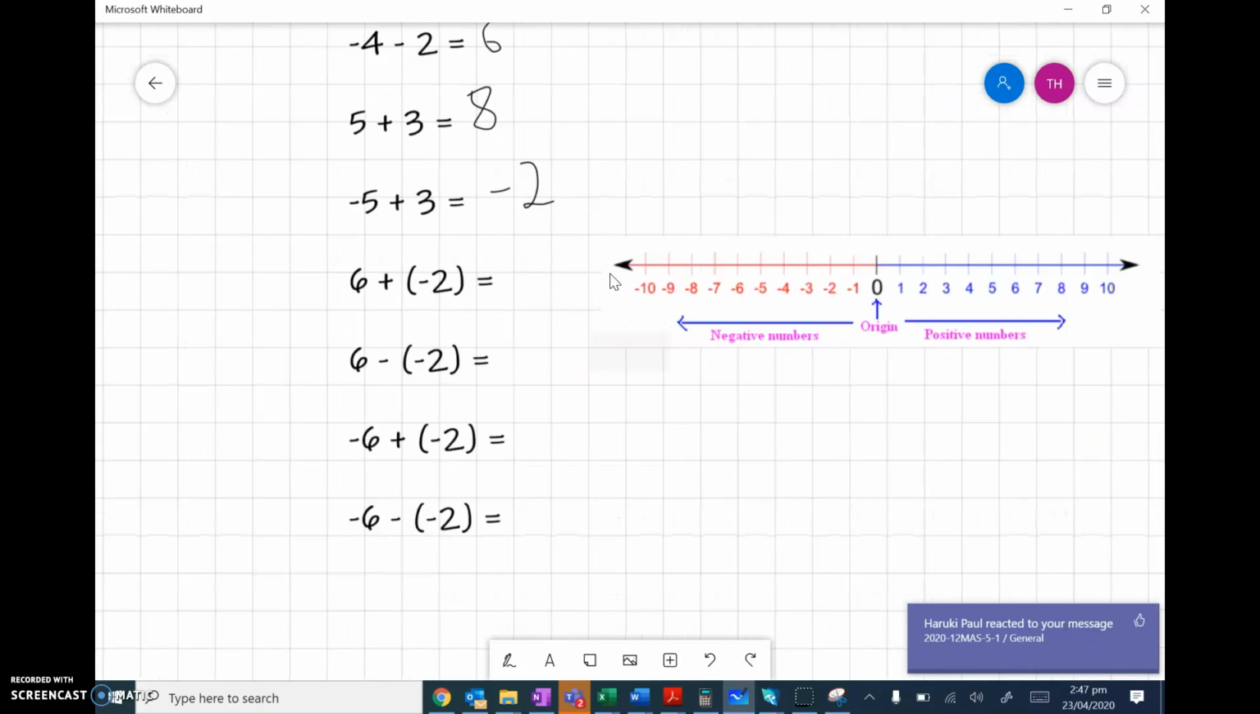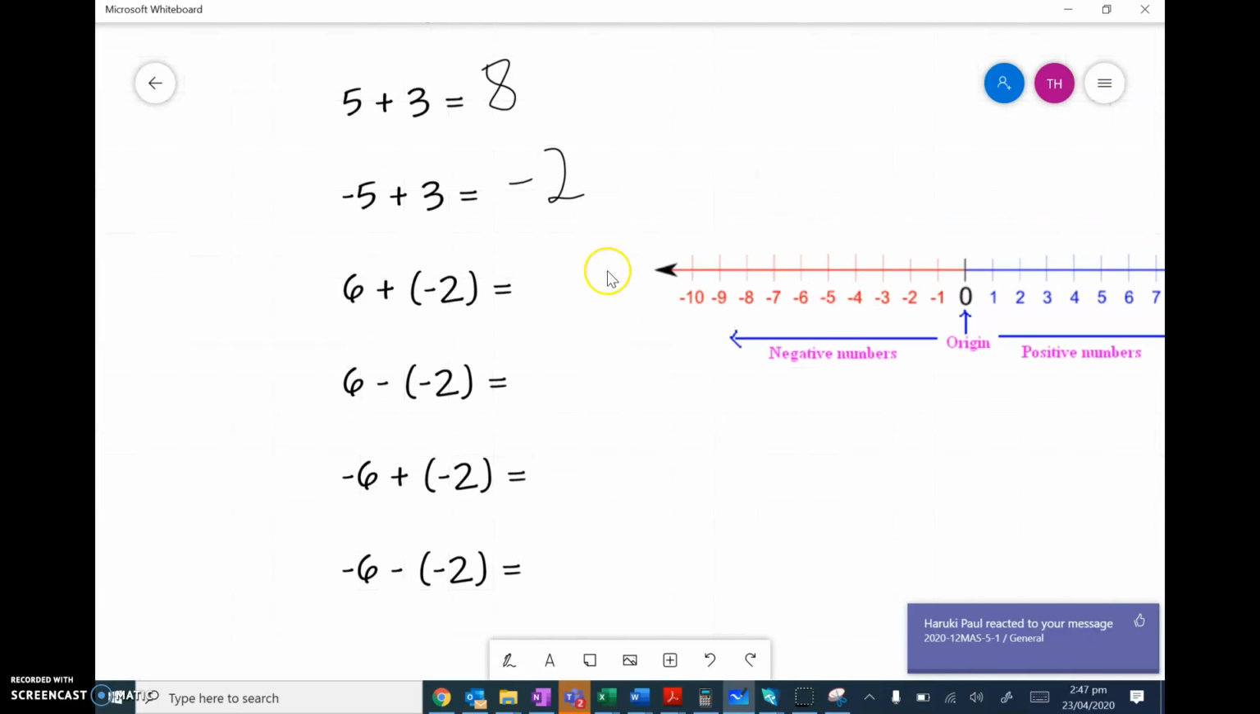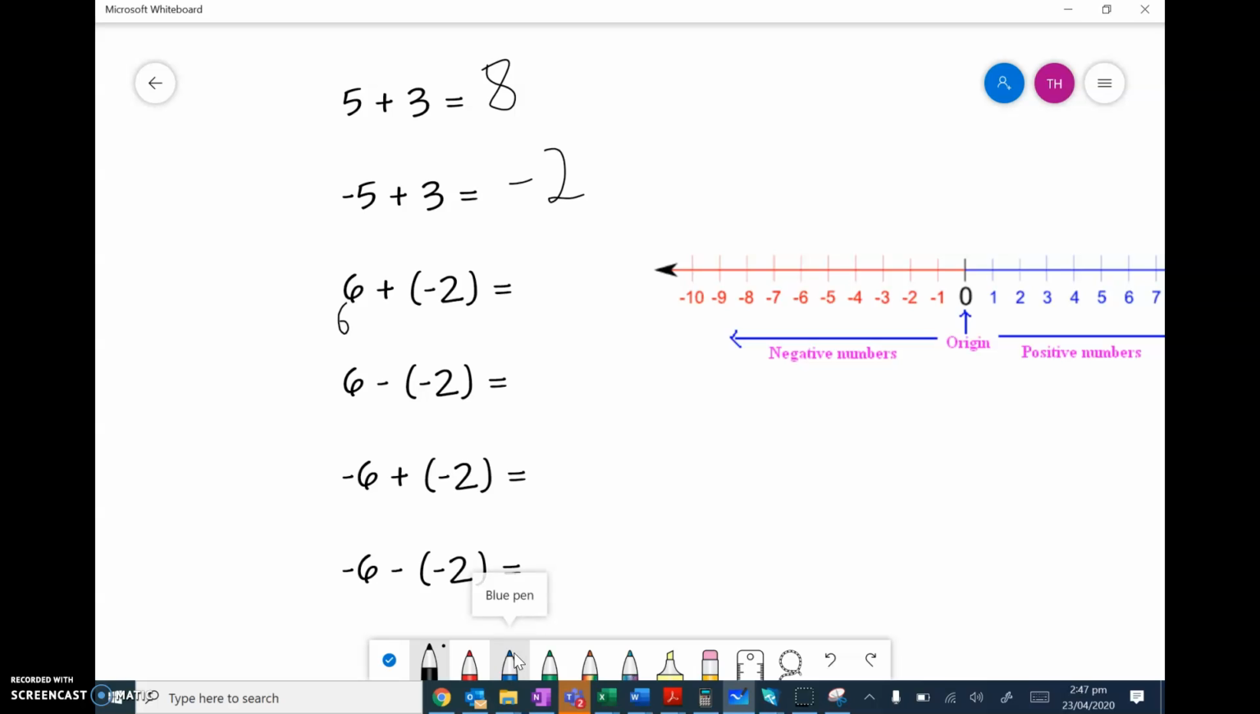So I can rewrite this one as 6 minus 2. I can change my plus and my minus. This is a plus next to a minus, I can make it just into a minus. Now it's really easy for me to answer because I know how to do 6 minus 2. That's 4.